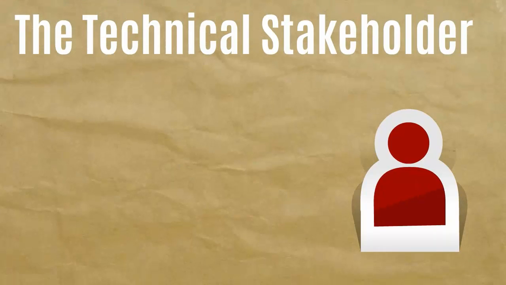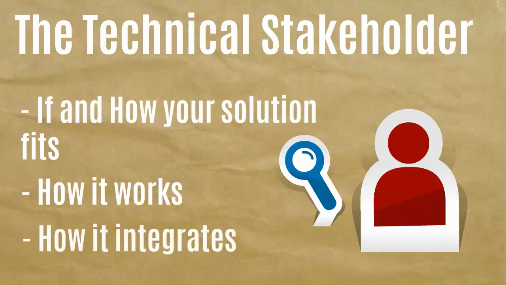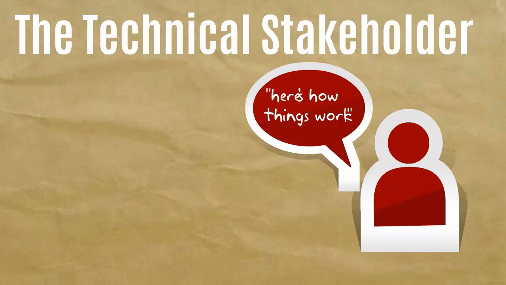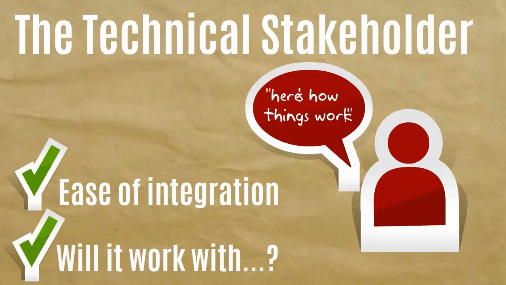The second role is the technical stakeholder. The technical stakeholder is focused on if and how your solution fits within their current systems and processes. This person or role will be interested in understanding how your solution works and how it will integrate or connect to the other systems that they already own and have in place. The technical stakeholder will often be the voice of, here's how things work within the organization, and will be looking to understand how your products or services fit. Ease of integration and the ability for your products and services to work well with what they already own and what they already have will be key hot buttons for the technical stakeholder.